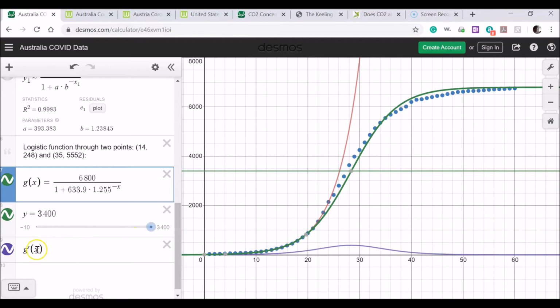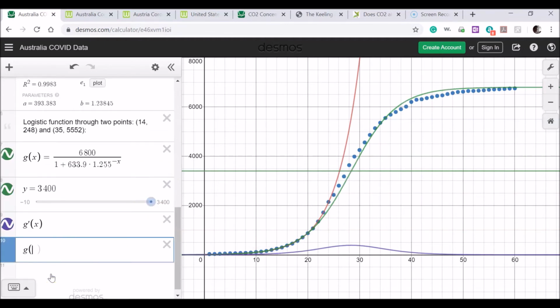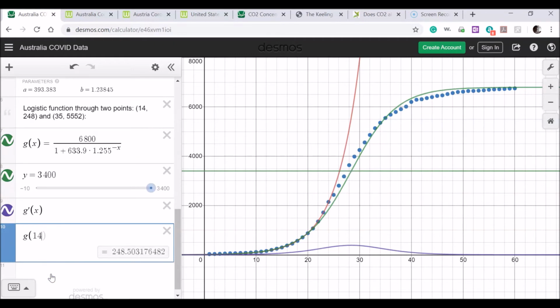I could find what g of 14 is, and it's 248 and a half. That's close enough, right? I rounded some of these numbers here. If I went out to a few more decimal points, it would probably give me exactly right on. And g of 35 better be close to 552. A little bit off again, just due to some rounding errors. In the grand scheme of things, that's less than 0.1% off, 5 out of 5,000.